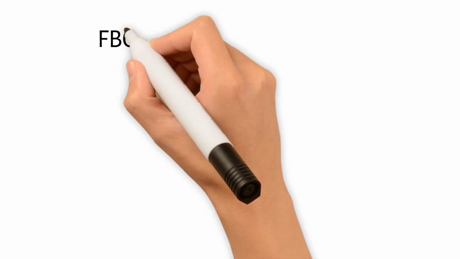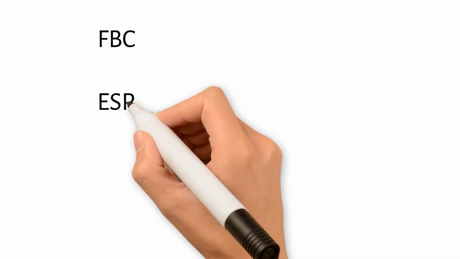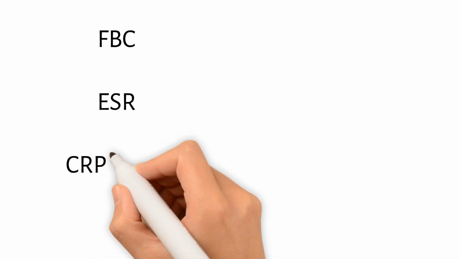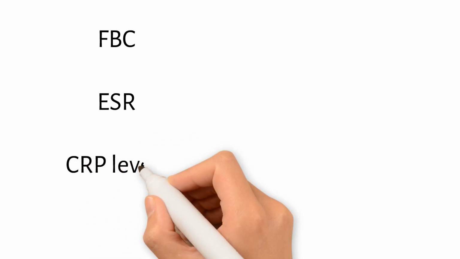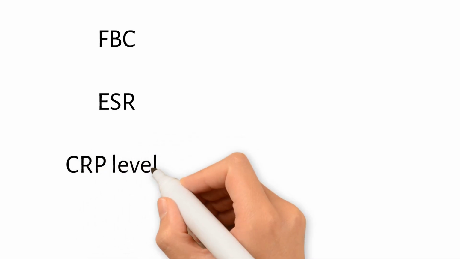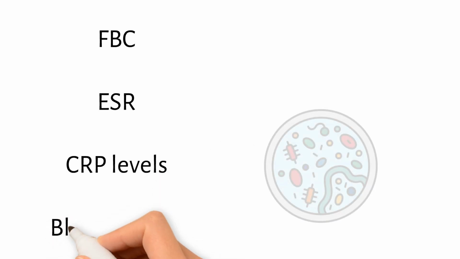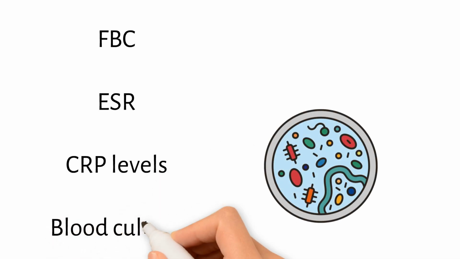So how do we investigate this condition? We can do hematological and radiological investigations to confirm the diagnosis. We can do a full blood count, ESR and CRP levels, where you'll see a high WBC count, high ESR and high CRP. However, in chronic osteomyelitis, the ESR can be high or normal. We can also do a blood culture to check what kind of organism this is.